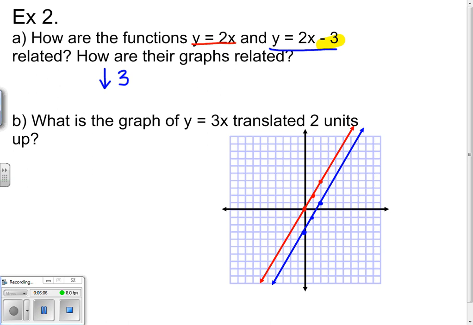So if you look, the only real difference between the red line and the blue line is that the blue line has slid down 3 units, which is what we expected based on the equations. I'm going to get rid of those lines and do the second part on the same graph. I just wanted to borrow it.